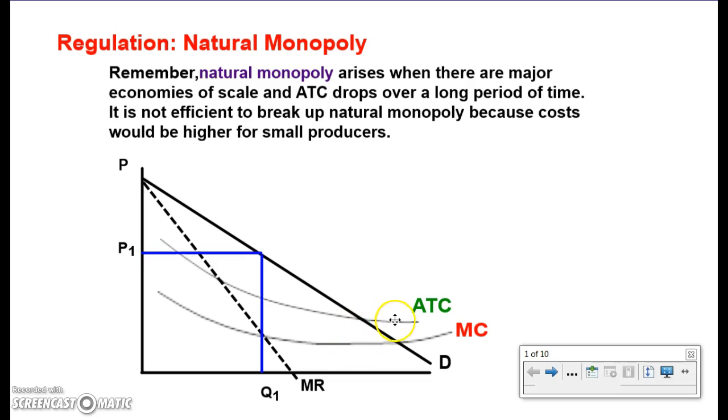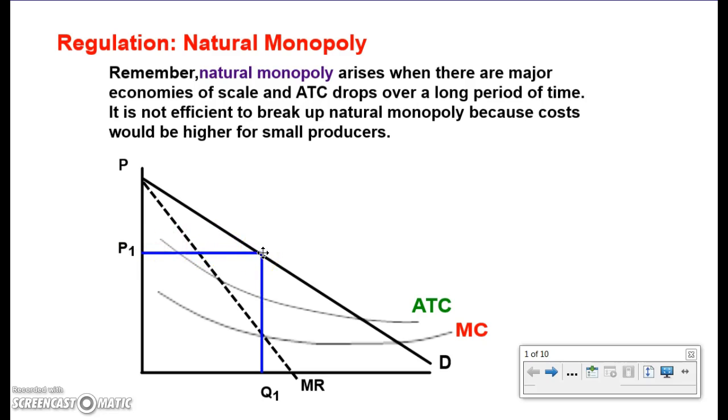So ATC continues to fall, and often when you draw a natural monopoly, you draw it so that ATC and MC have not crossed within the main space of the graph. So you know they're going to cross at some point, but they haven't crossed yet. So we can see from this graph that we still have the same scenario, right? That left alone, the natural monopolist would produce where MR equals MC and would charge this P1, right?